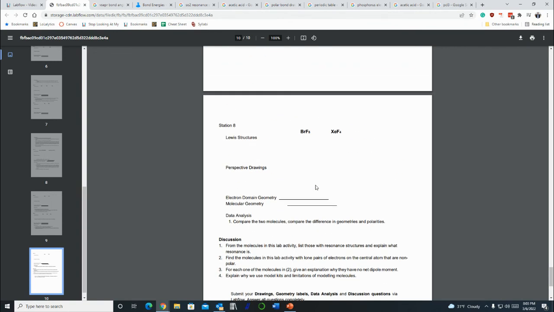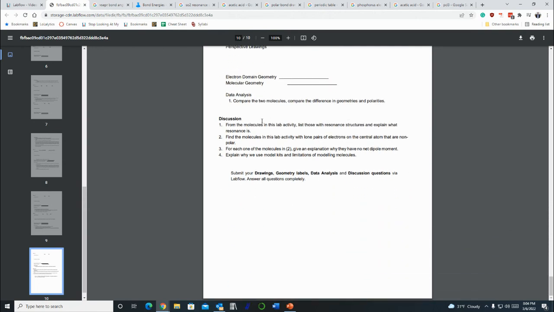And finally, we have our last set of questions. And these have 6 electron dense regions. I know, crazy. Compare the 2 molecules and discuss the differences in geometries and polarities. It's actually a pretty simple one. It's just both of these are going to have 6 electron dense regions.